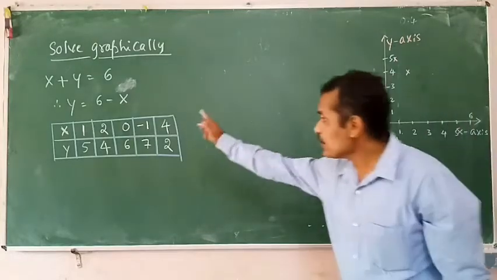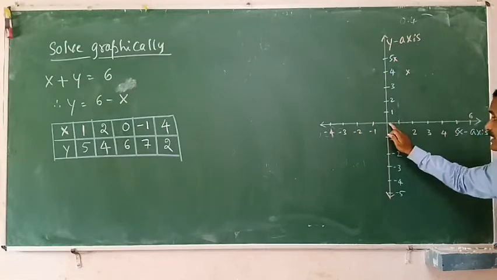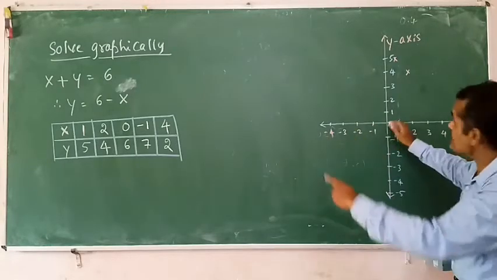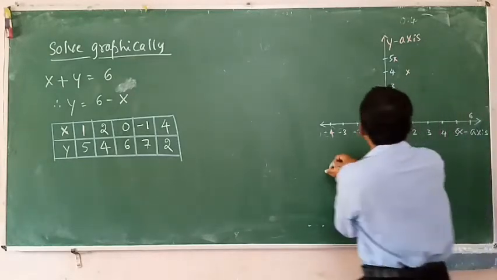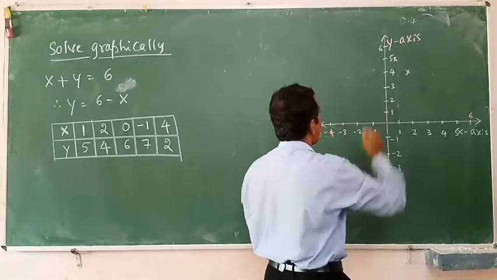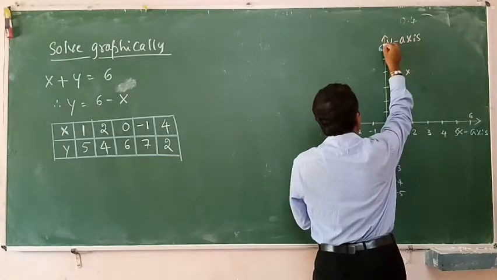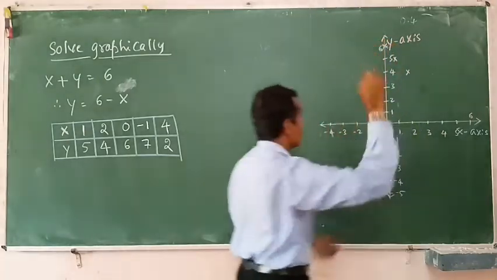Then 0, 6. X-axis 0 is here. Y-axis 6. Go up. Go up. 6 I have not marked. This is somewhere. This is 6. Okay. I mark this point. X-axis 0. Y-axis 6. This point is somewhere here.